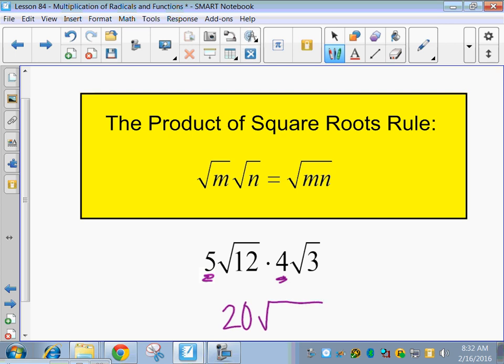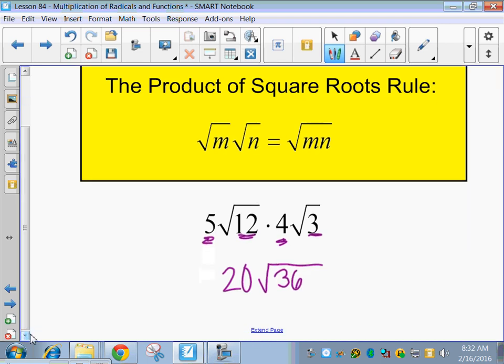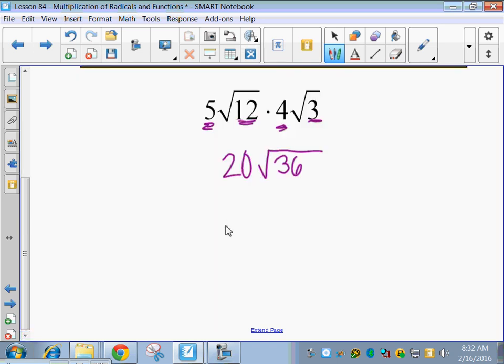And then we multiply the inside numbers together. So 12 times 3 is 36. Okay, and then we see if we can simplify it any further. So outsides together, insides together, then simplify. What's the square root of 36? 6.